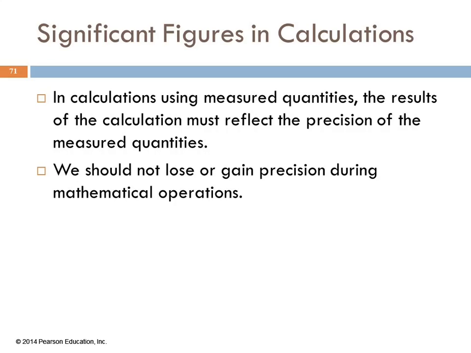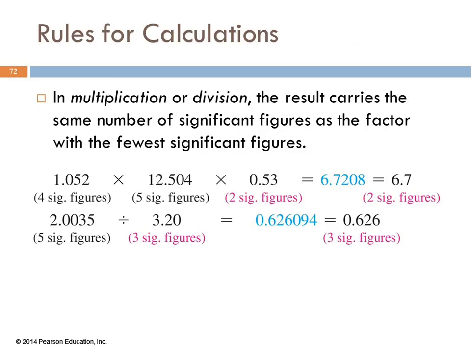So now we need to learn what to do with the significant figures in the calculations. So when we do the calculation, we want our result to reflect the precision of the measurements that we got the result from. We're not gaining or losing precision just because we did some math. So there are two basic groups of calculations. There's multiplication and division. Those are opposites of each other, and they share the same rule. And then there's adding and subtracting. Those are opposites of each other, and they share the same rule.